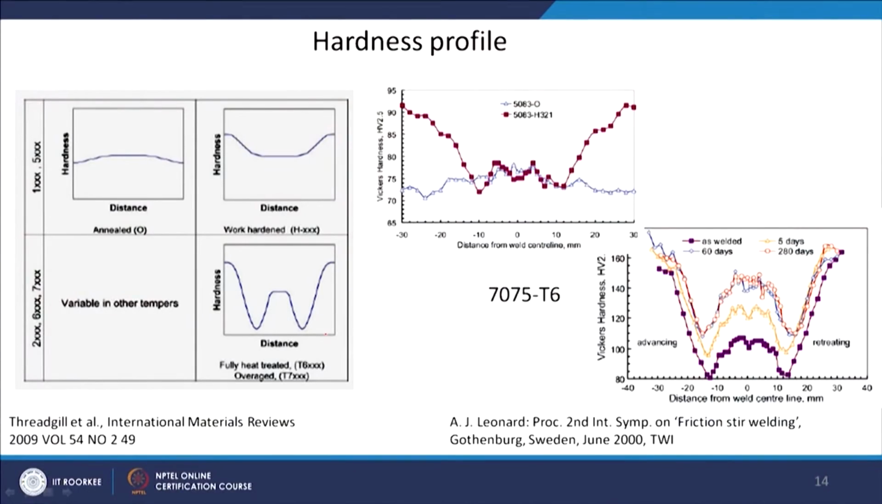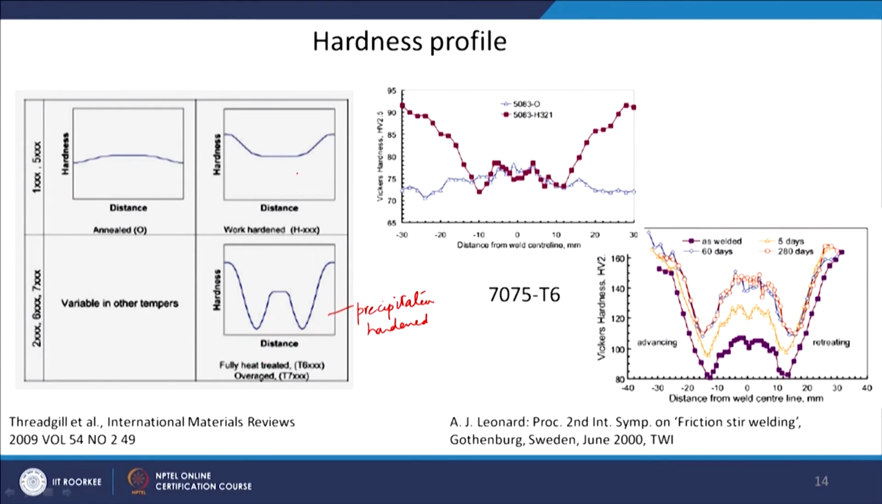Okay. There will be contribution from the grain size refinement, but it will not be able to compensate the reduction in the hardness or strength because of the dissolution or coarsening of the precipitates. So, in the precipitation hardened materials, okay, the reduction in hardness is quite significant because of the processing.